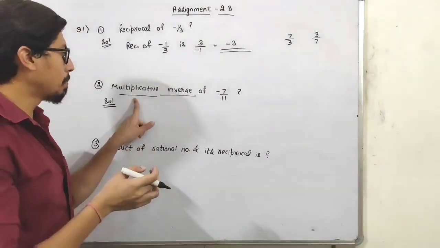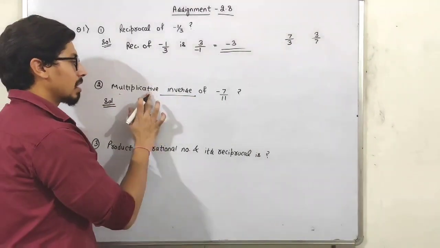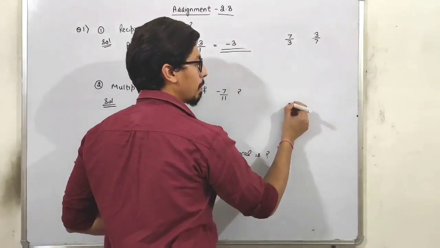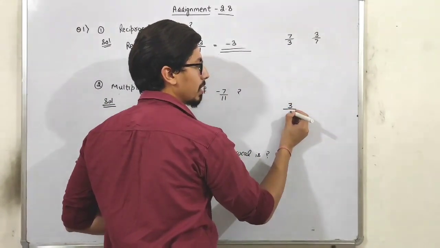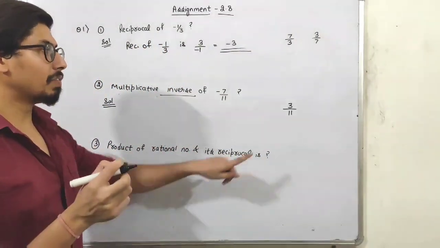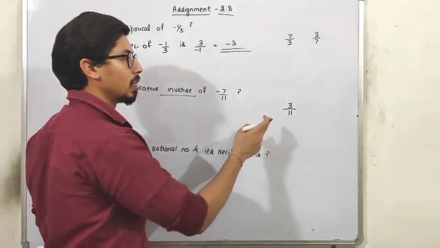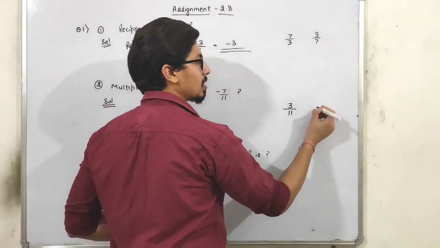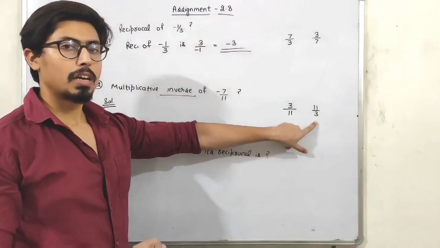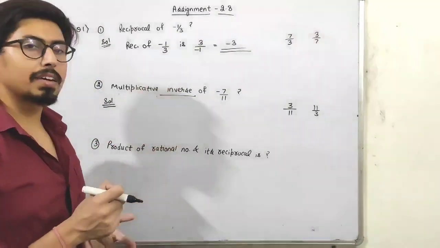We have to find the multiplicative inverse of minus 7 by 11. See, students, the multiplicative inverse of any number, for example, if I take 3 by 11, is just the reciprocal of it. So its reciprocal is 11 by 3. Okay. So this 11 by 3 is the multiplicative inverse of 3 by 11.